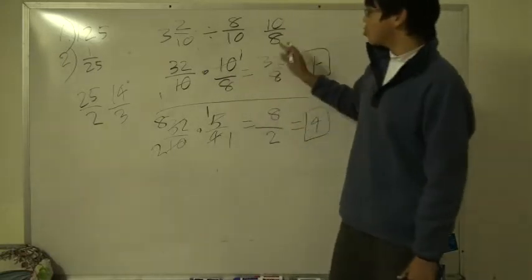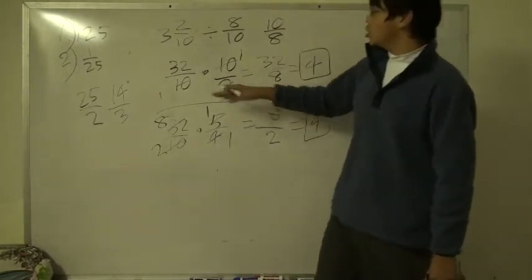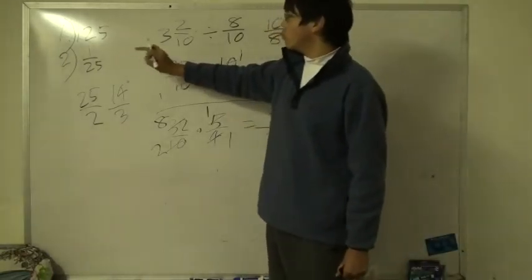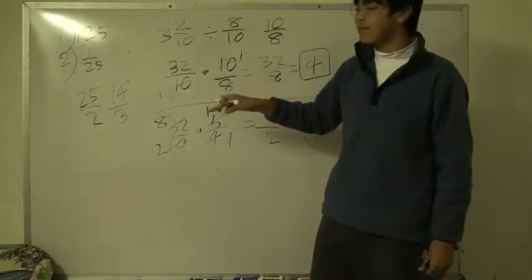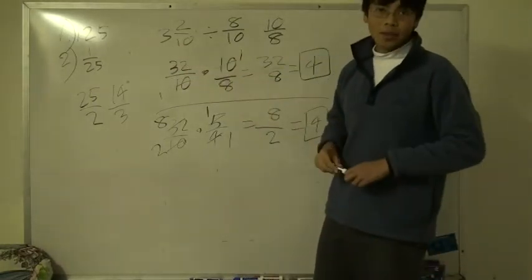If you do these procedures, then you should be able to get for numbers 1 and 2, 125 and 1 over 25. So good luck on that.